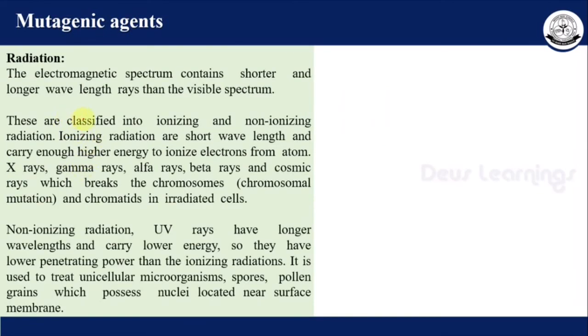Then radiation. So radiation is classified into two types: ionizing radiation and non-ionizing radiation. So ionizing radiation has shorter wavelength and carries enough higher energy to ionize the electron from the atom. Example: X-ray, gamma ray, alpha ray, beta ray, cosmic rays, which break the chromosomes, and they cause mutation. Non-ionizing radiation, such as UV rays, has longer wavelength and carries lower amount of energy. So they have lower penetrating power than ionizing radiation. It is used to treat unicellular microorganisms, spores, pollen grains which possess nuclei located near the surface of membrane.